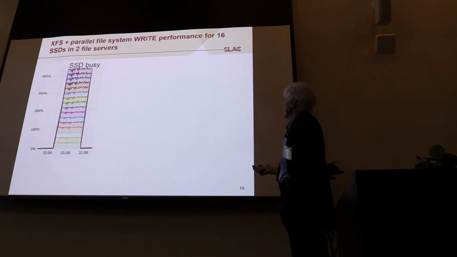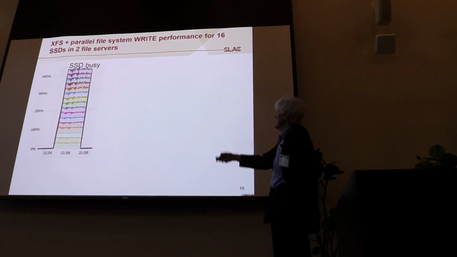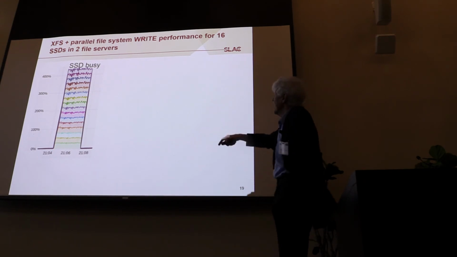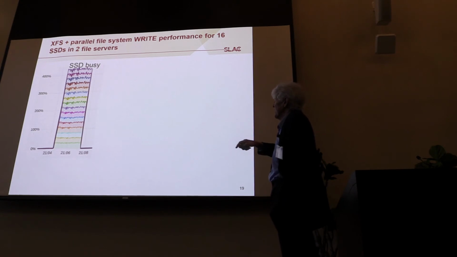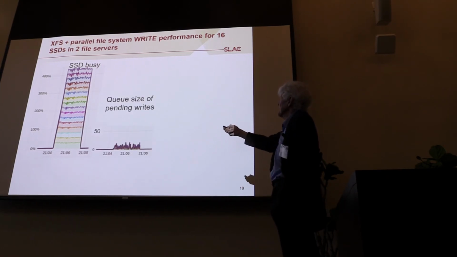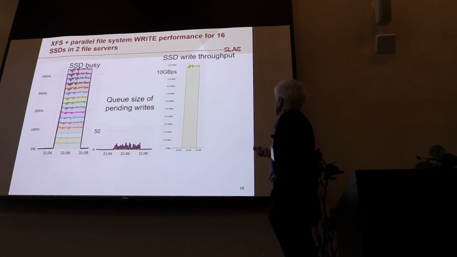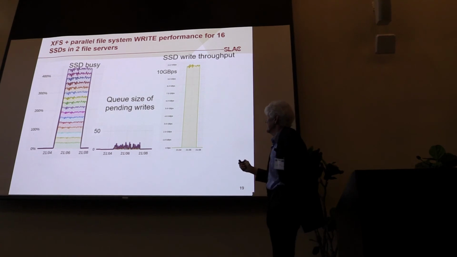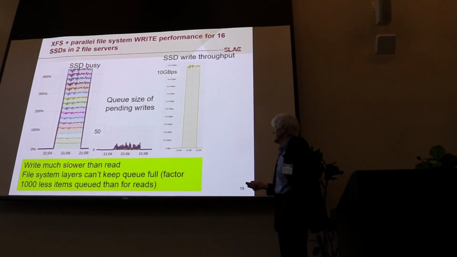So on the other hand, if we look at the write performance, you can see, first of all, it's much more jittery. And also, instead of getting 800%, we're only getting 400%. And what's happened here is the queue size of the pending writes has just plummeted. And what that means is that instead of getting a very high performance, one only gets 10 gigabytes per second. So write's much slower than read. File systems can't keep the queue full.